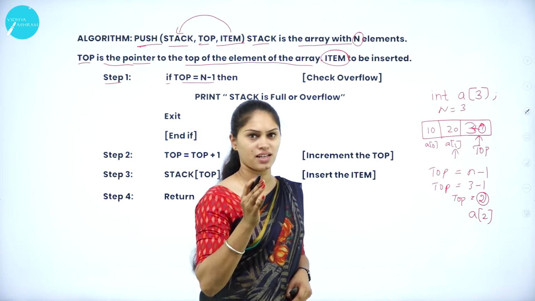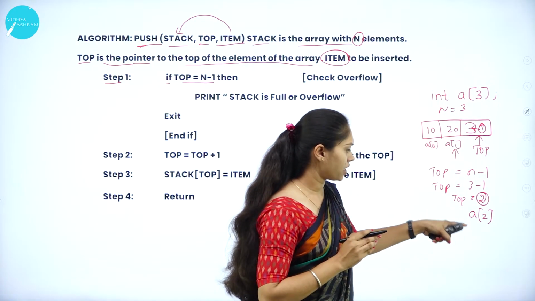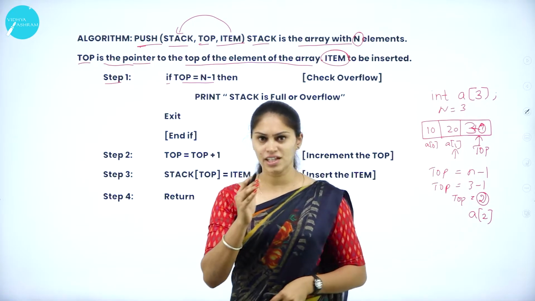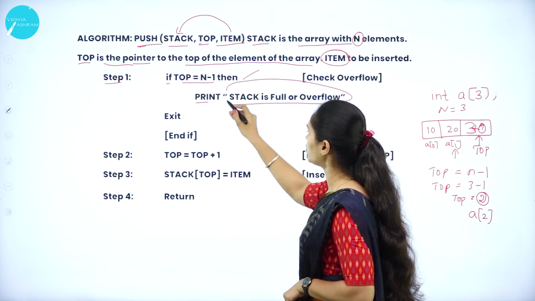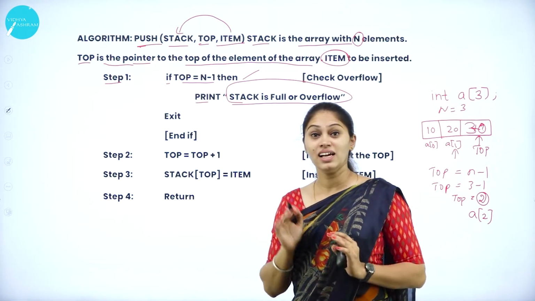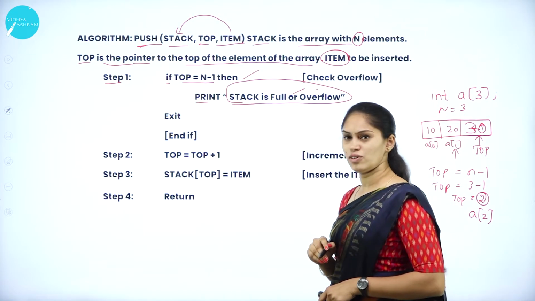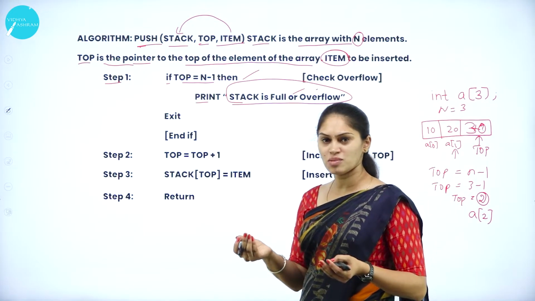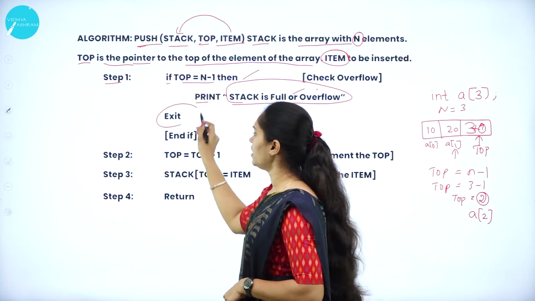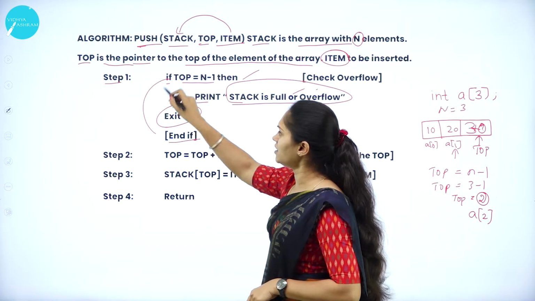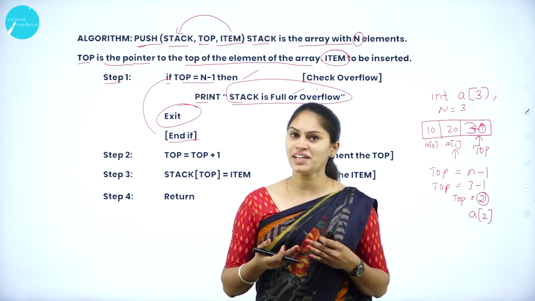So now just consider I have 3 elements, that is 10, 20, 30. And top is pointing to n minus 1, that is A of 2. If it is true, then what will happen? Print stack is full or overflow. There is no space, you can leave the stack. If it is overflow, if there is no space, how are you going to add a new element? That is not possible. At that time you have to exit and end the if statement. Right? So this is step 1. But what if it is not true?